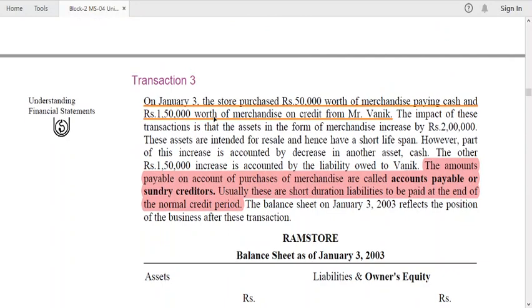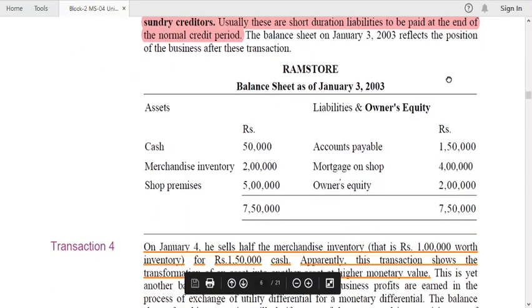Okay. Now see the third transaction. On January 3, the store purchased 50,000 worth of merchandise paying cash and 1,50,000 worth of merchandise on credit from Mr. Vanik. Okay, what is happening here? Merchandise means goods, stock of goods. He bought goods by paying 50,000 rupees in cash. And 1,50,000 he did not pay. The value of these goods is 1,50,000, but he did not pay cash. That is on credit. He will pay at some point later.